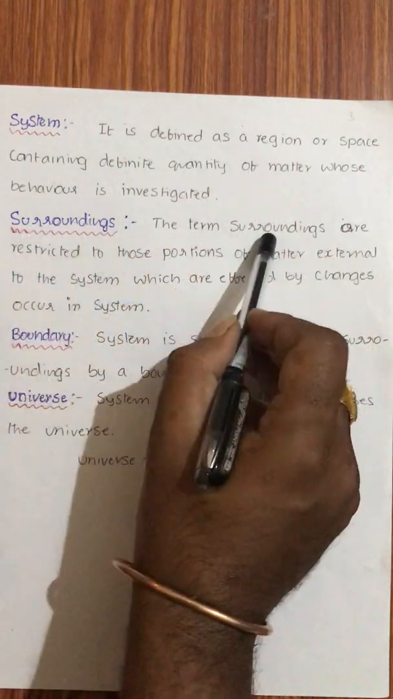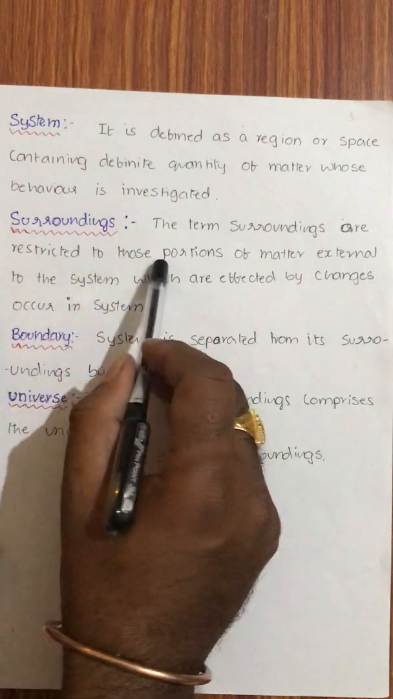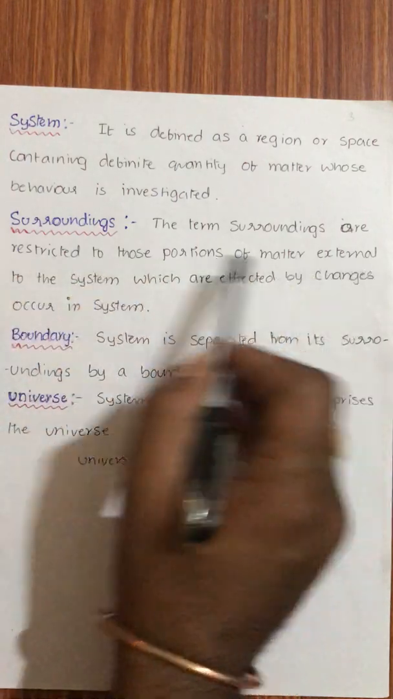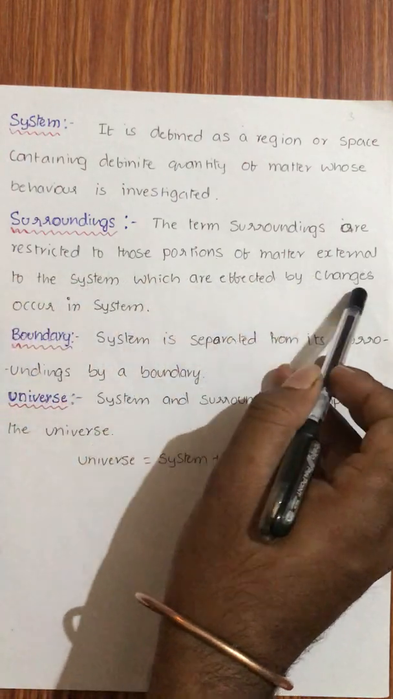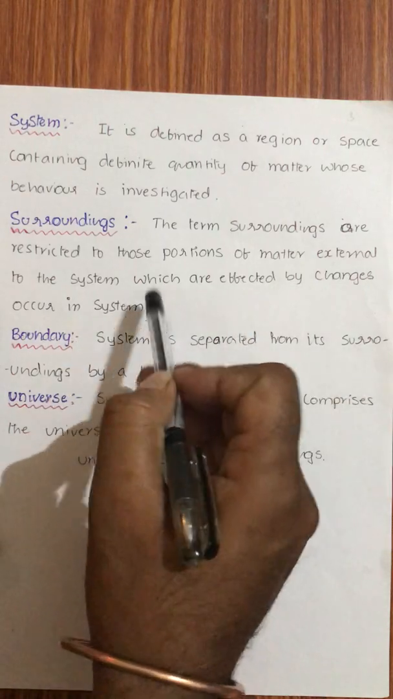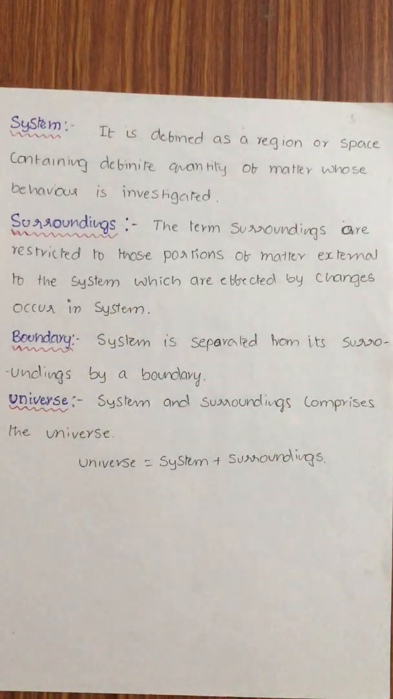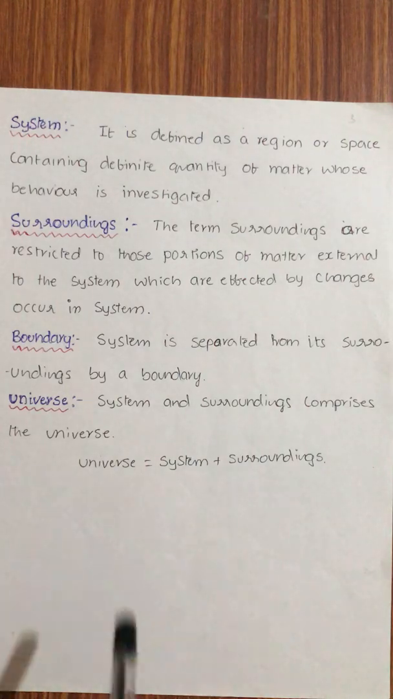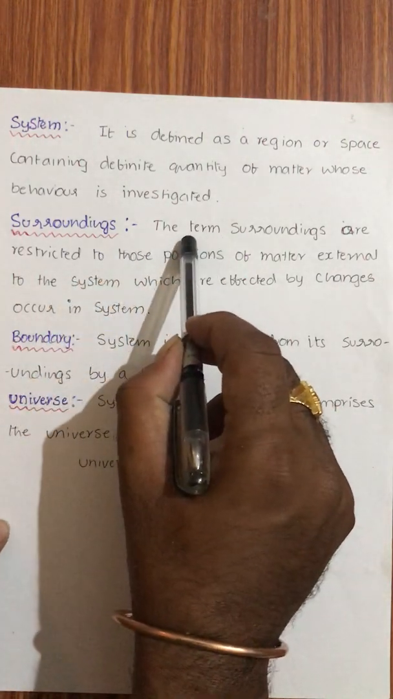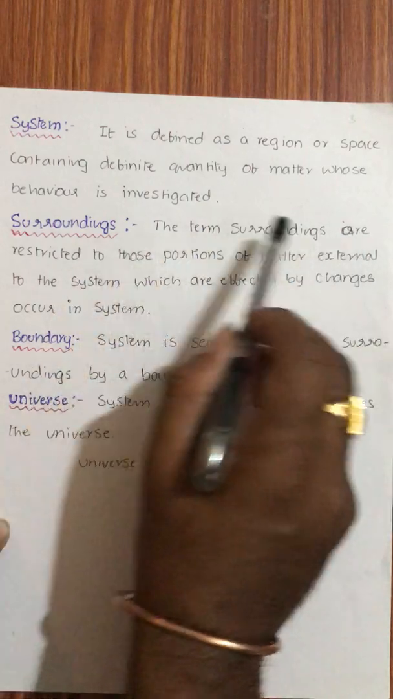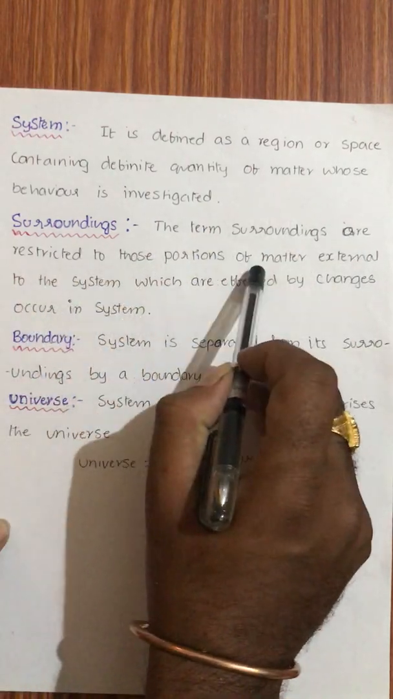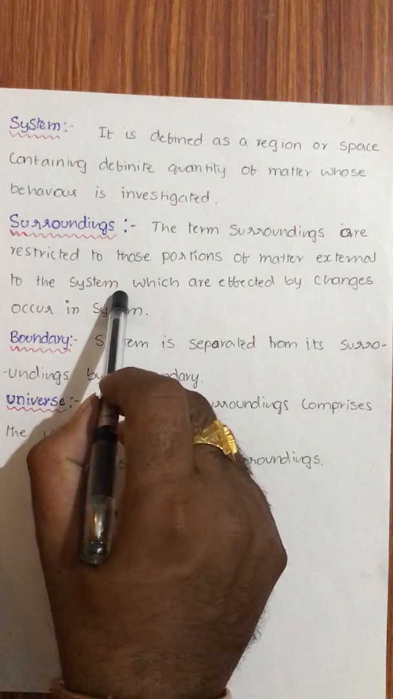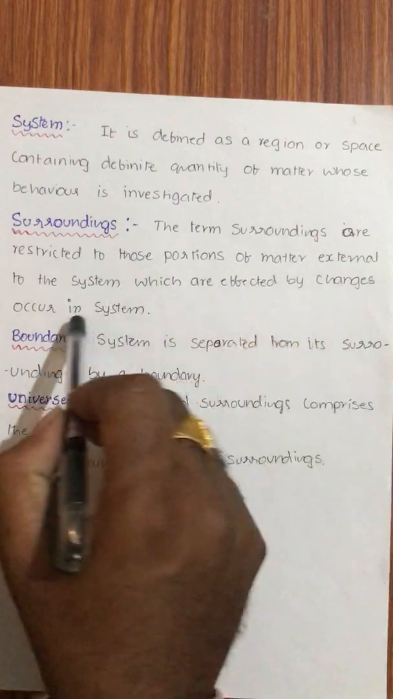Surroundings. The term surroundings is restricted to those portions of matter external to the system which are affected by the changes that occur in the system. Here, many students are confused, thinking that surroundings means everything other than the system. No, it is not correct, because surroundings are restricted to those portions of matter external to the system which are affected by the changes that occur in the system.